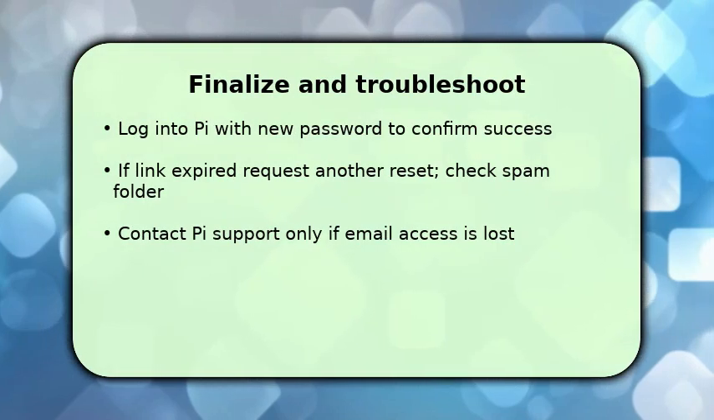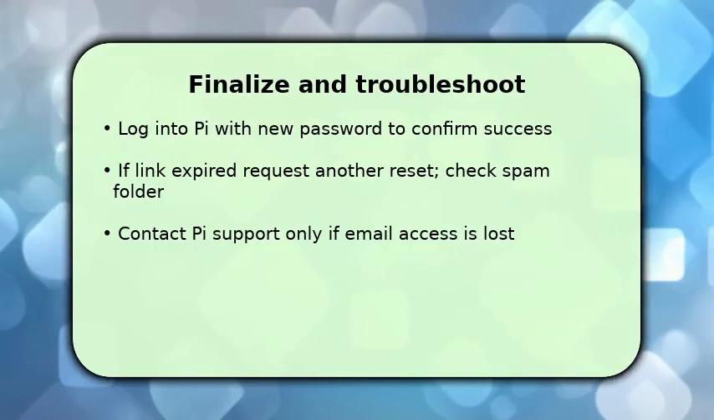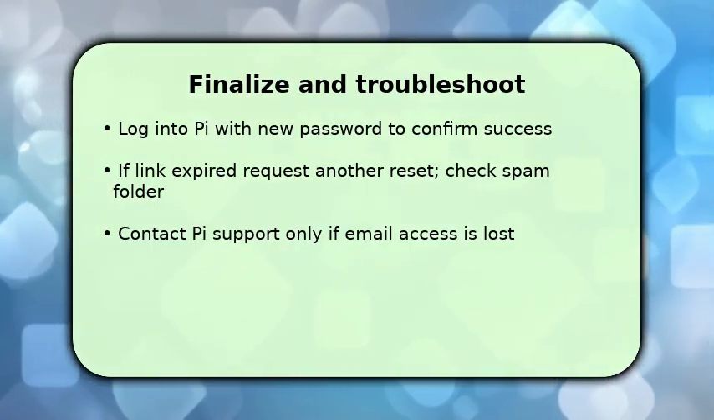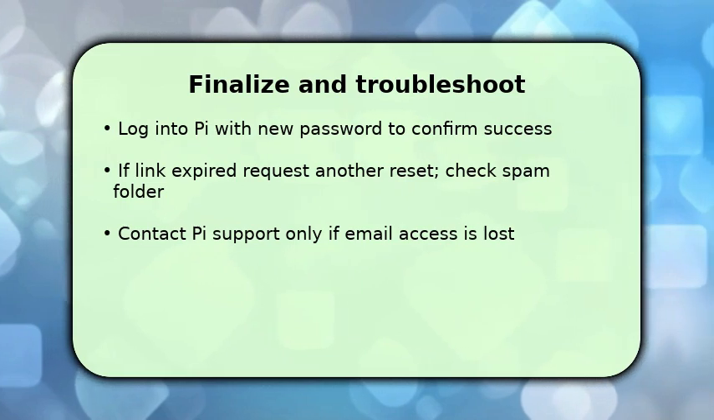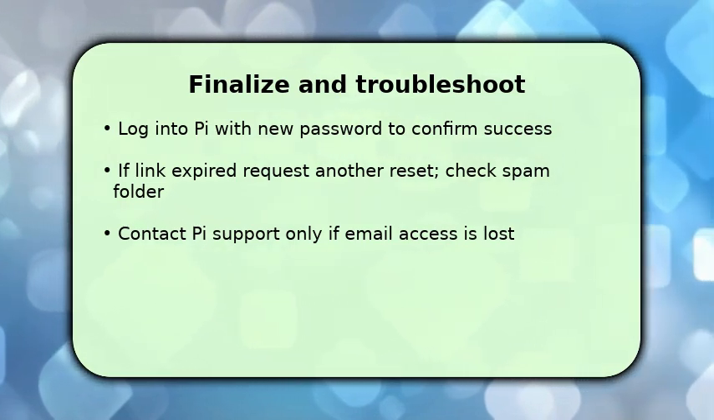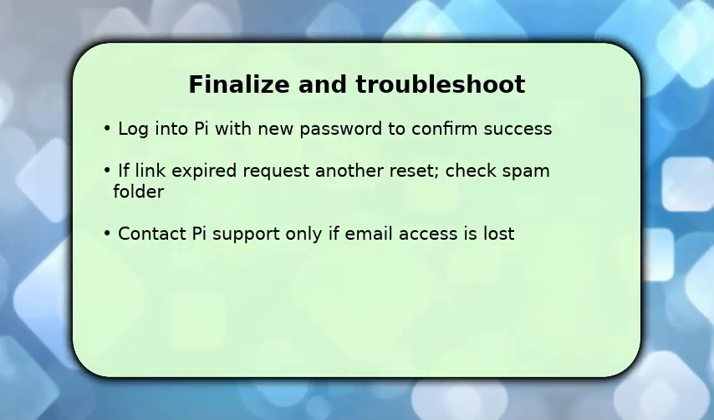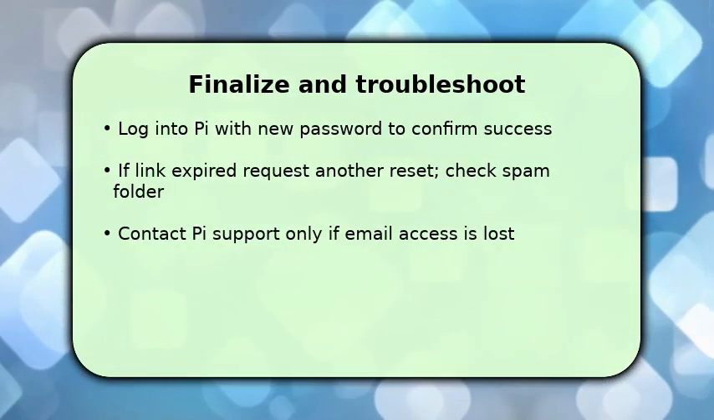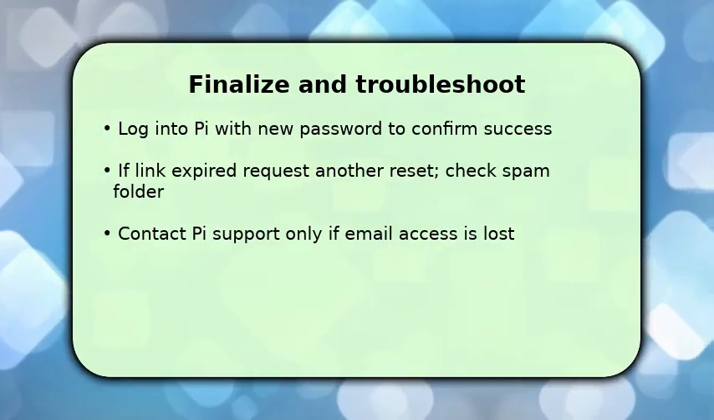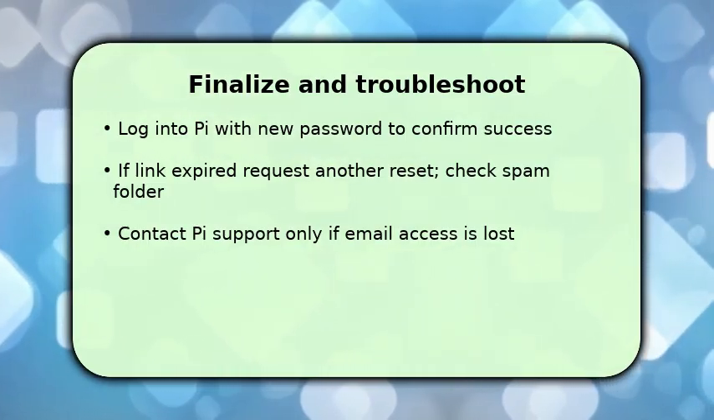This completes the recovery. If the reset link expired or never arrived, request another reset and inspect spam, promotions, and any filter folders. Sometimes the email lands there. Make sure your email provider isn't blocking Pi. If you no longer control the linked email, you must contact Pi support for account assistance because email recovery.